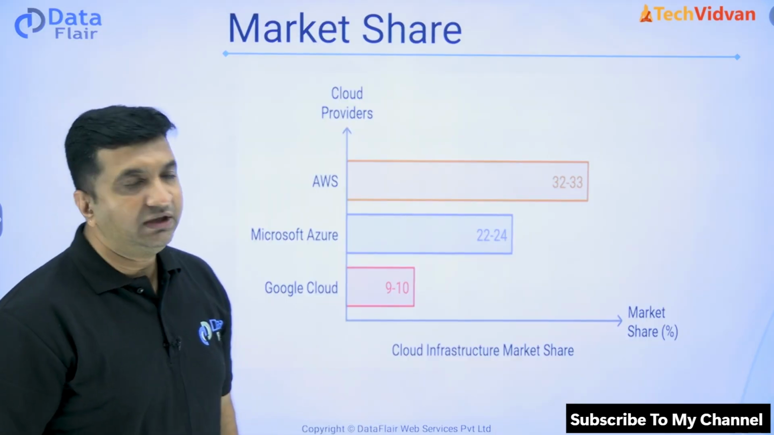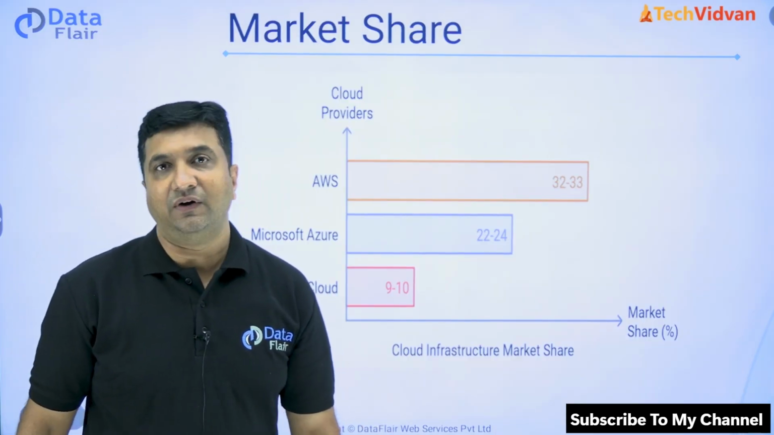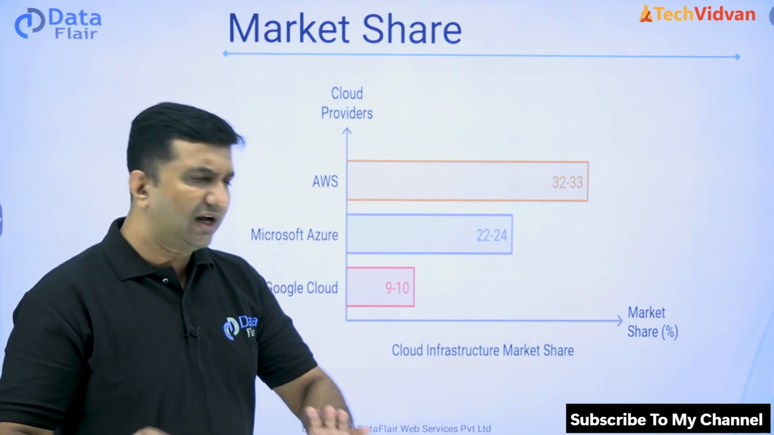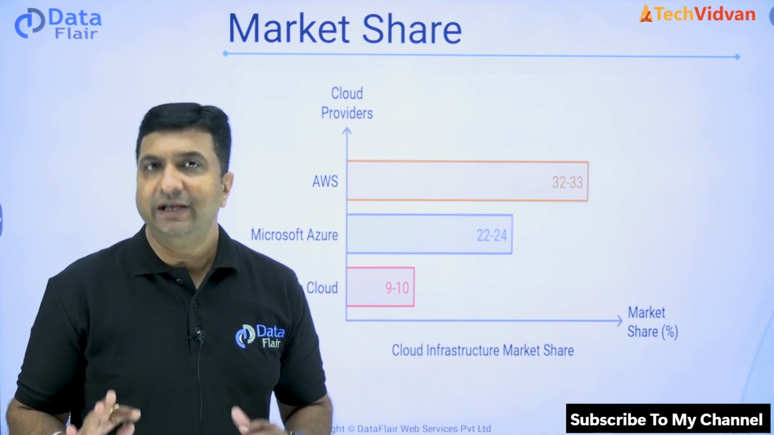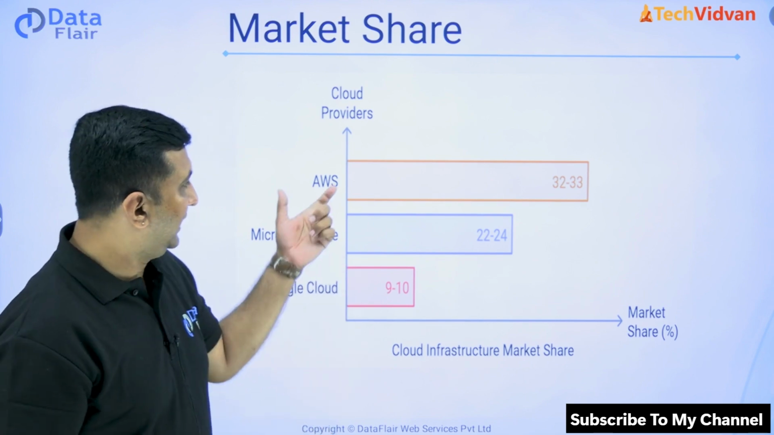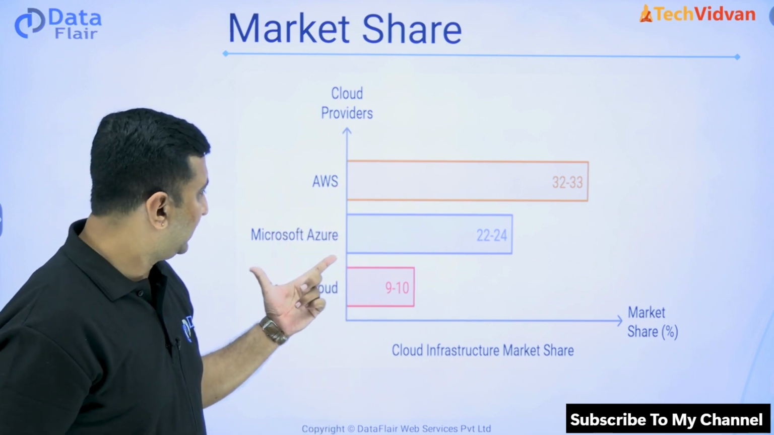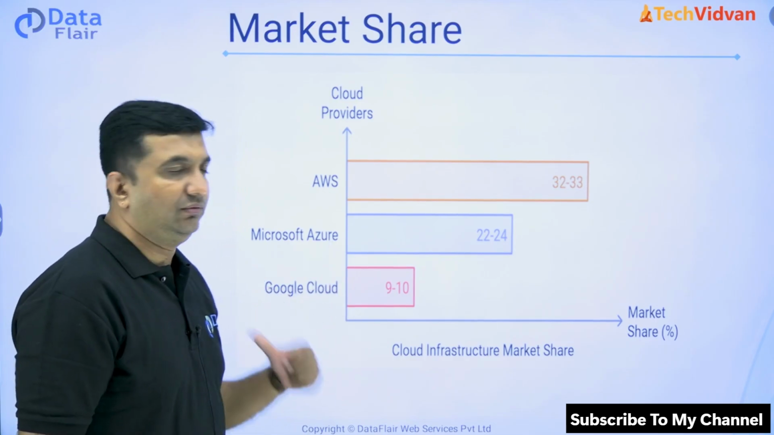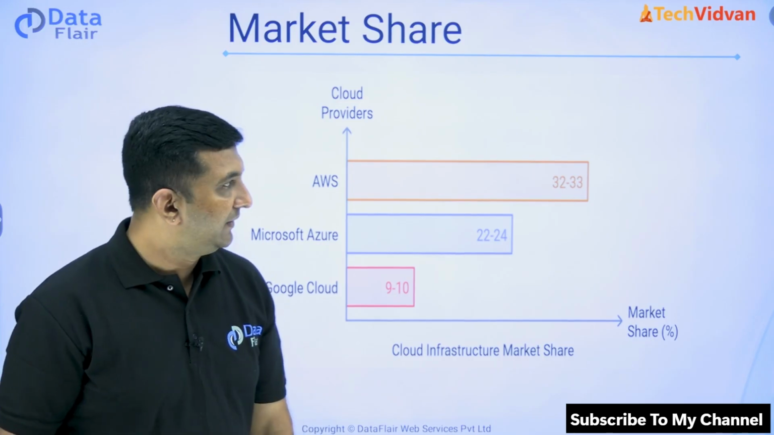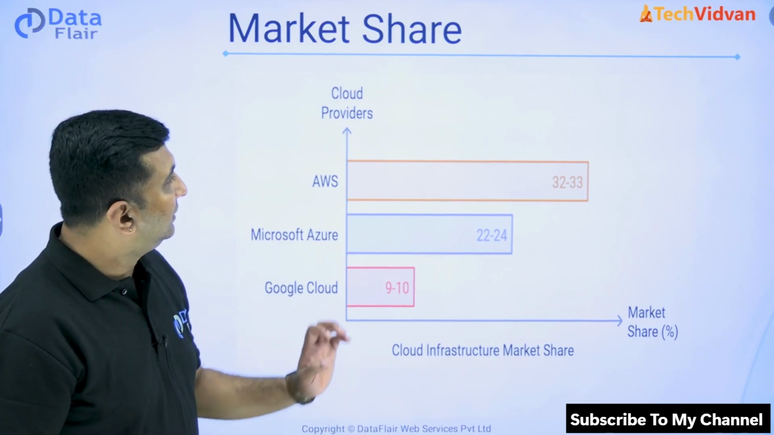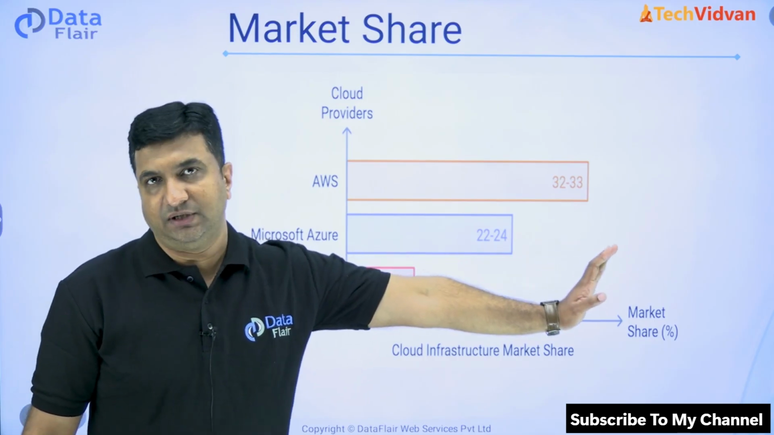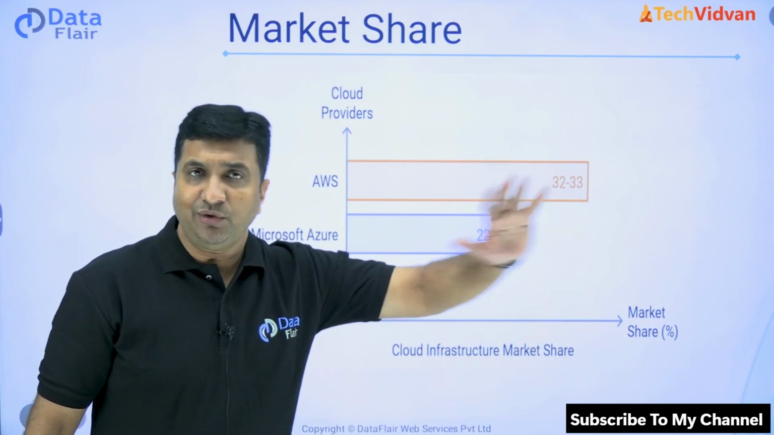Now here we will talk about the market share of other cloud service providers. There are three major players in the industry. The first one, AWS itself, then Microsoft Azure, a product of Microsoft, and Google Cloud, the Google product, right? But you can see here the market share of AWS is 32 to 33%. It is the highest.